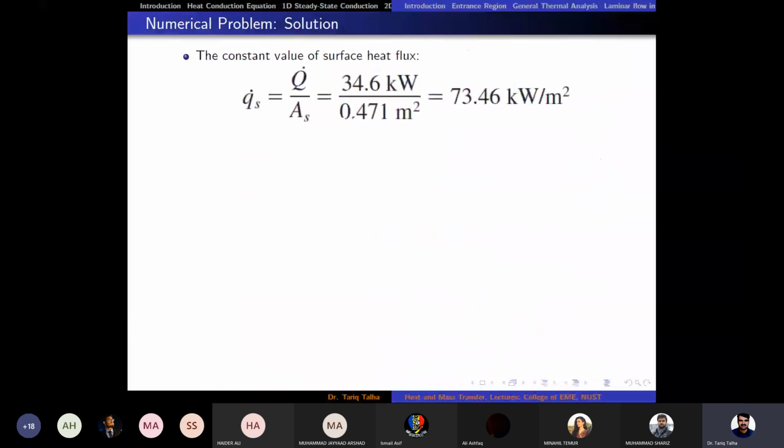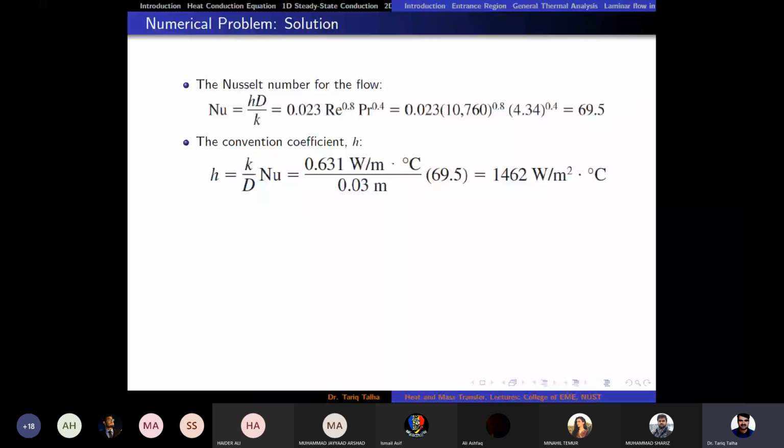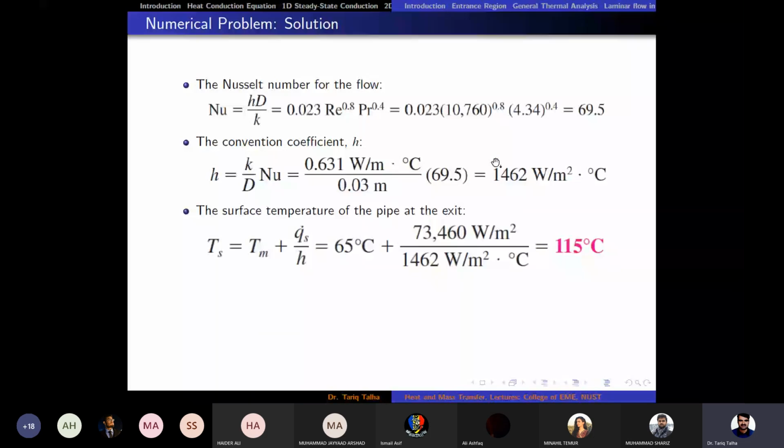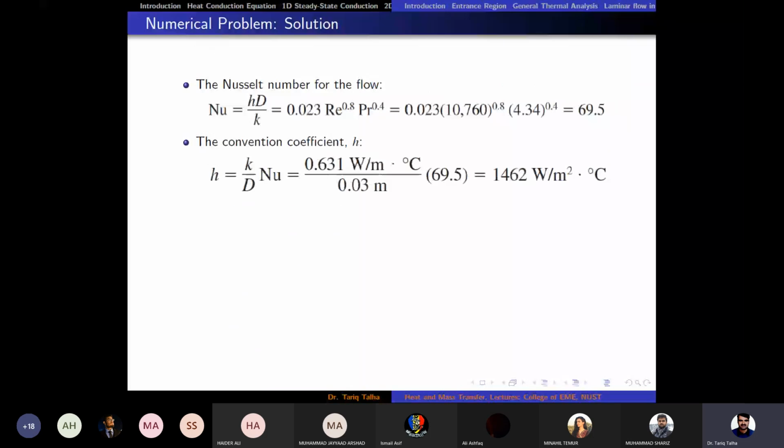Okay, so once we get the Nusselt number, we can of course calculate h, which is k upon D into the Nusselt number. Once we get h, we can easily calculate Tse, which would be equal to Tme, the exit mean temperature of 65, plus q dot s upon h. You can see that the surface temperature at the exit of this pipe would be 115, which is something we expect, since it is greater than 65.